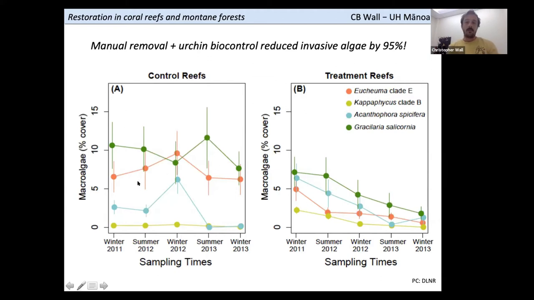And anyway, these species were in really high relative abundance on the control reefs, 15 to 20% of the cover. But then on the treatment reefs, where they went out and put these urchins and did all their work, the super sucker, as it's called, you saw a steady decline over time, where all of these were going down by over 95% through time, which is a really fantastic thing, that this was able to be sustained through time.